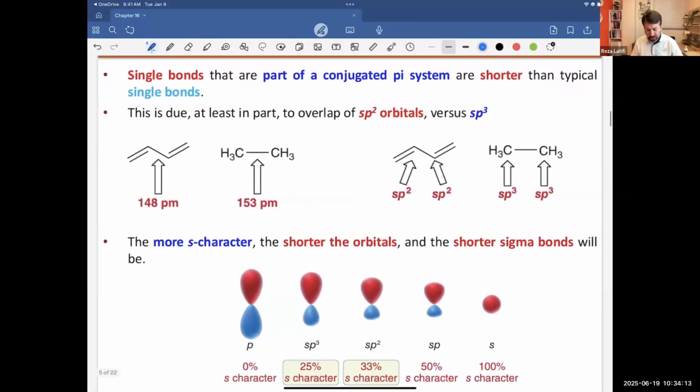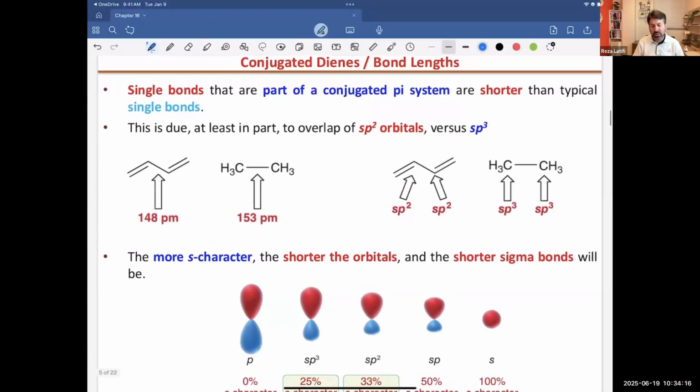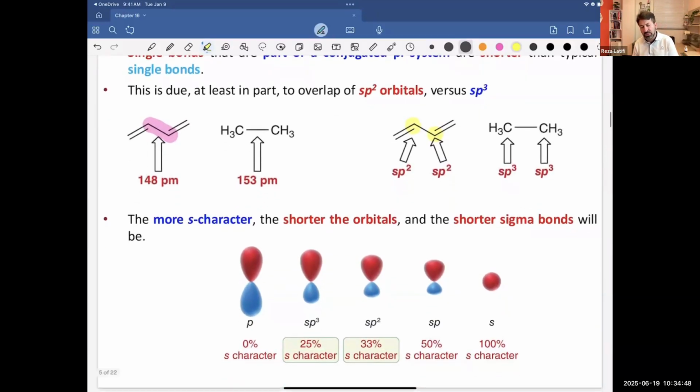Now, let's talk about the bond length in a conjugated system. We said this one we're going to call a conjugated system, and there is a spacer here. There is a single bond between the two double bonds. That single bond, when we compare it with ethane, is shorter. And what's the reasoning behind it? We said those carbons have sp2 hybridization versus sp3 hybridization. sp2 orbitals are smaller than sp3 orbitals.